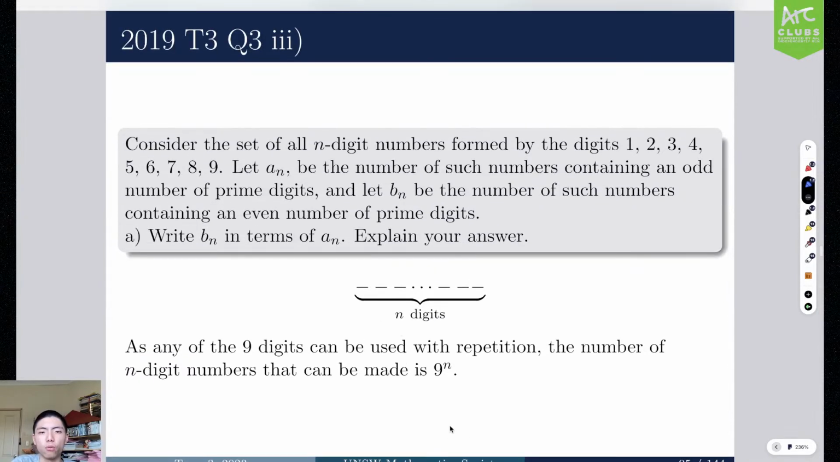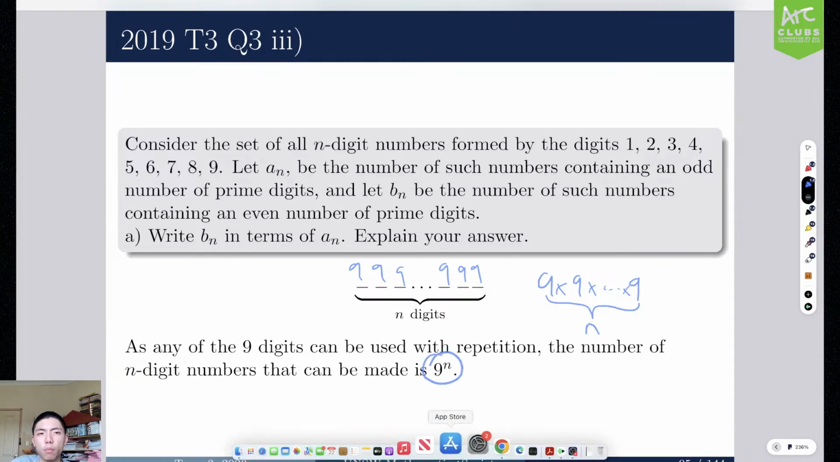So let's look at the total number of n-digit numbers. This one's pretty simple because if we have n digits where there are 9 possibilities in each of the positions, then it'll just be 9 times 9 times 9, n times, right? So in other words, this would be 9 to the power of n different n-digit numbers that satisfy the n-digit number property, right, just by itself.